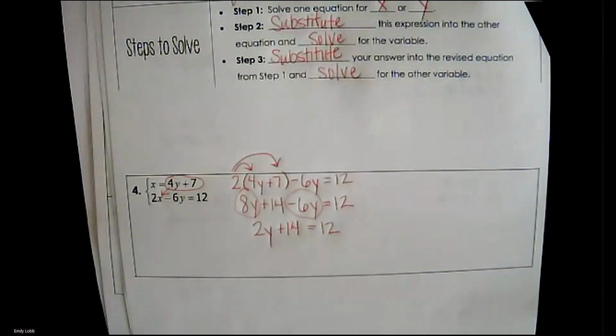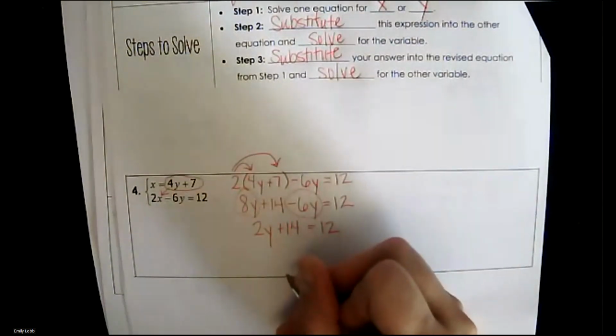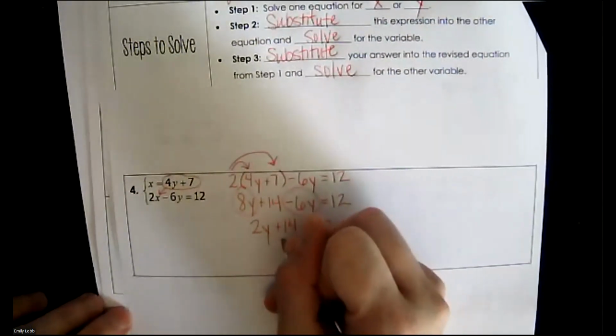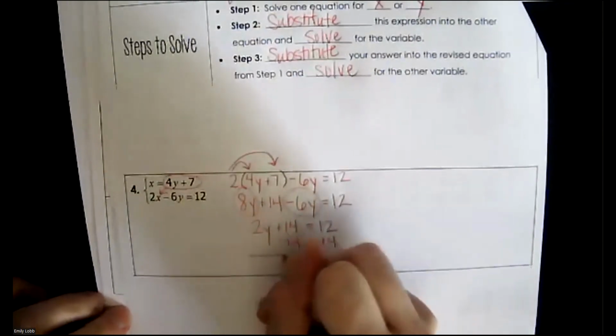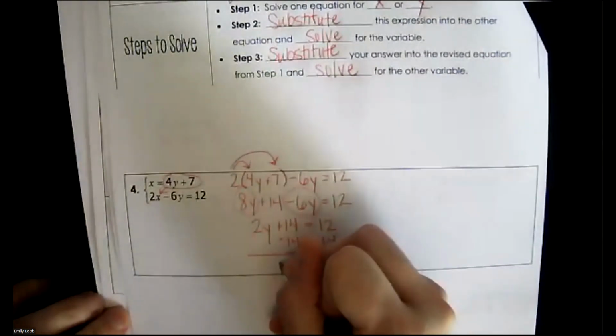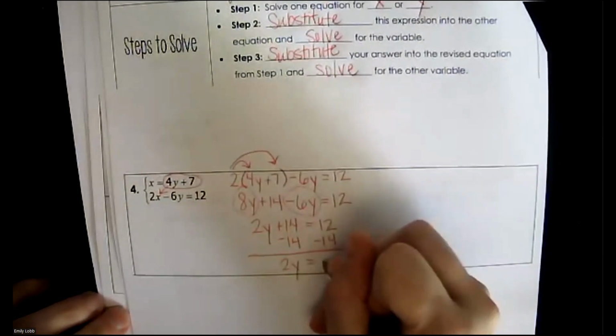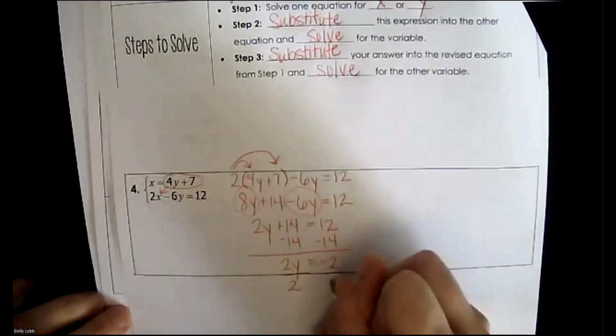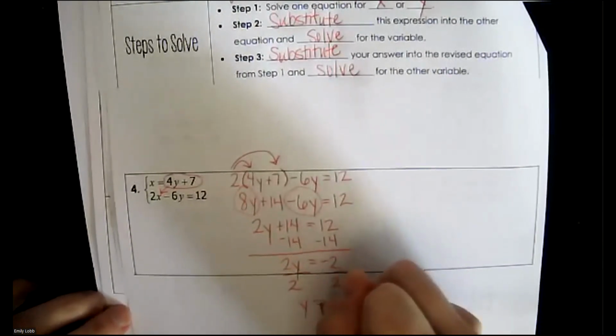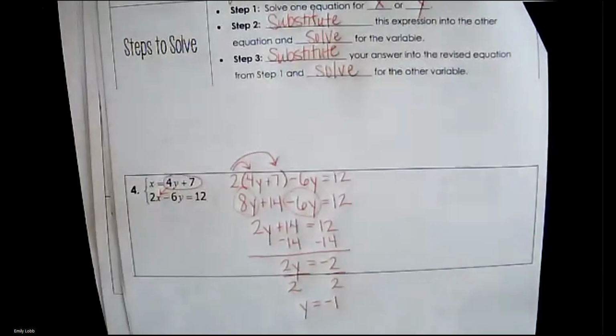And then this hopefully is becoming like second nature to you, solving these 2-step equations. So if I subtract 14 from both sides to get rid of my constant, I have 2y equals negative 2. When I divide by my coefficient, I'm left with y equals negative 1.